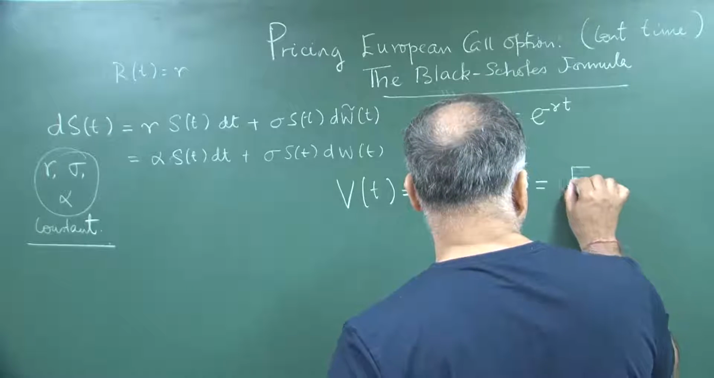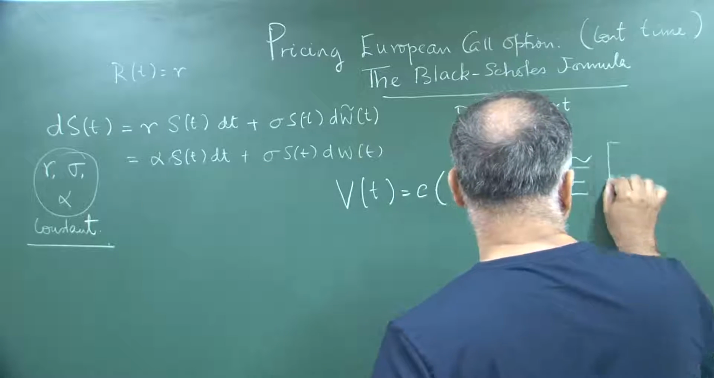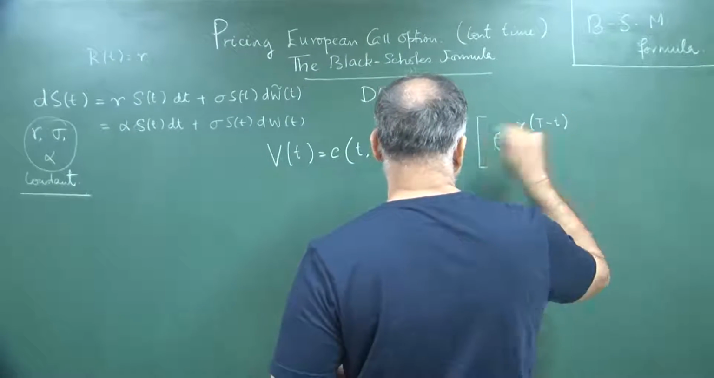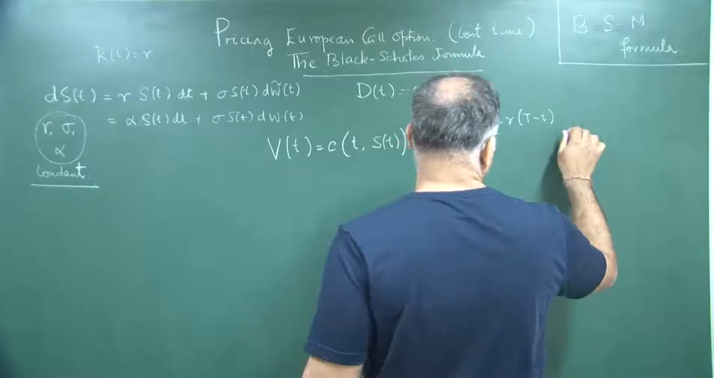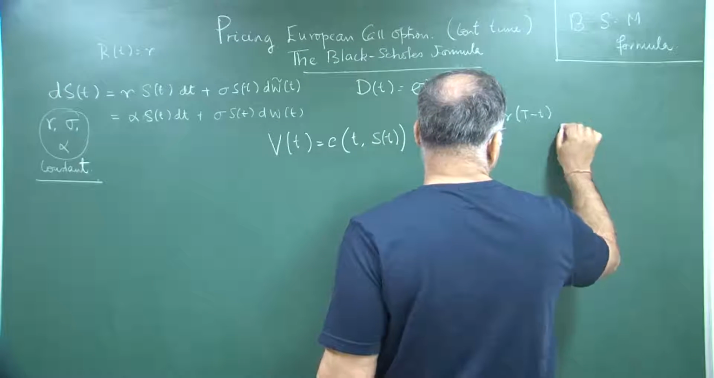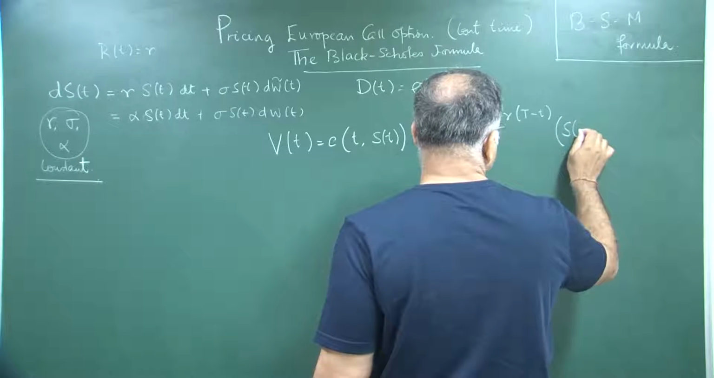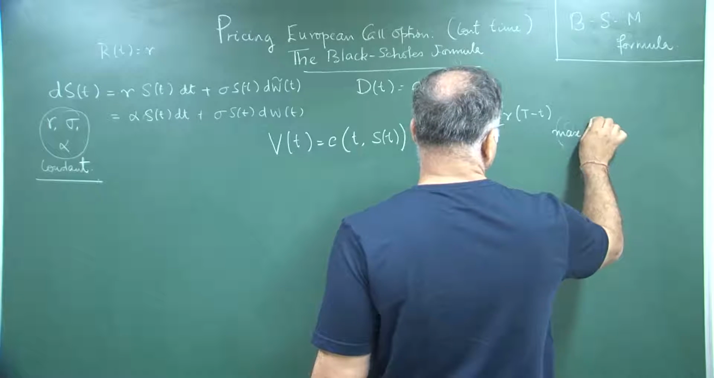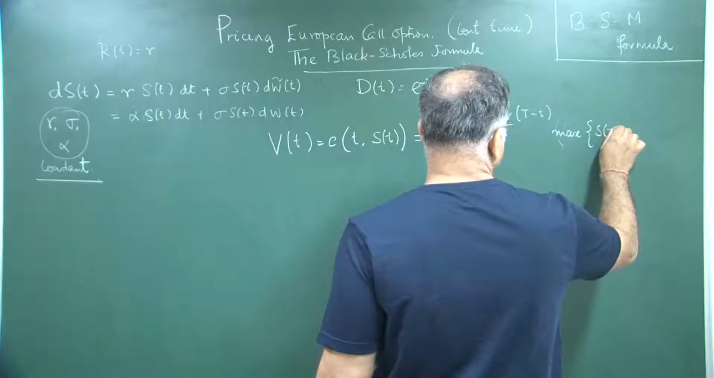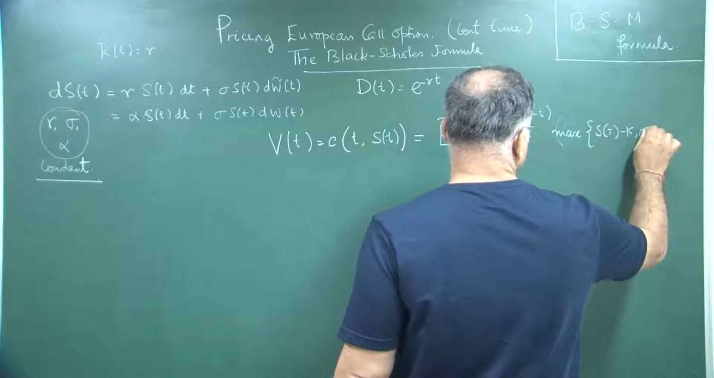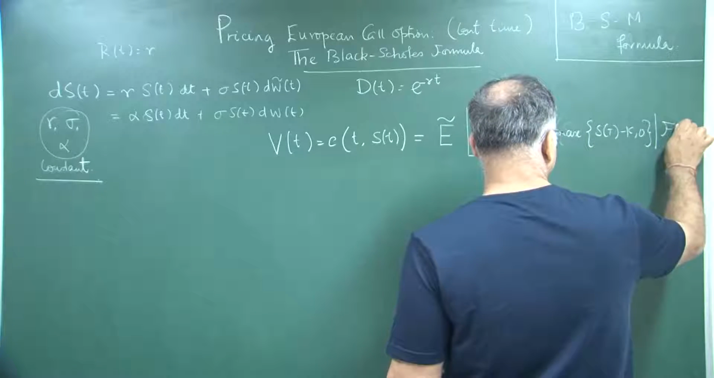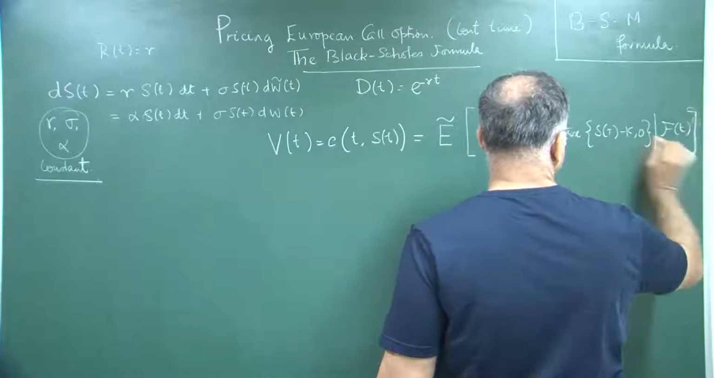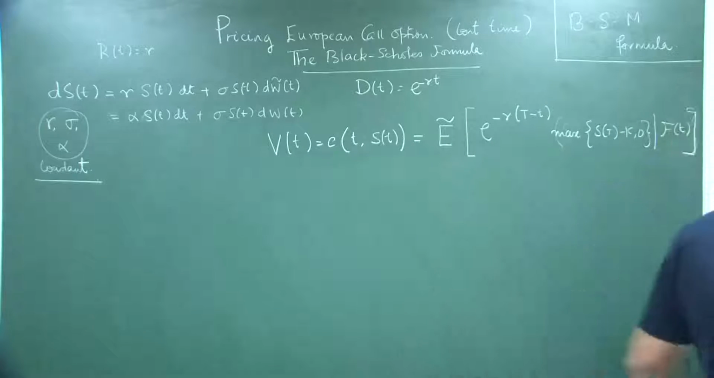Now, we are computing this with risk neutral measure, and I write E tilde e to the power minus r capital T minus small t, where we are in terms of the integral V of capital T. So, V of capital T here is max of ST minus K and 0 given F of t. Sorry. So, this is my formula.